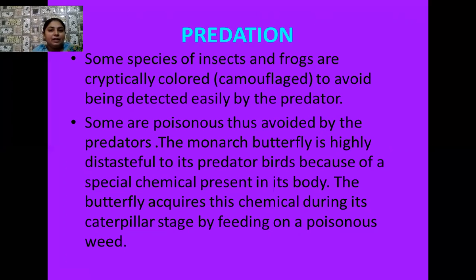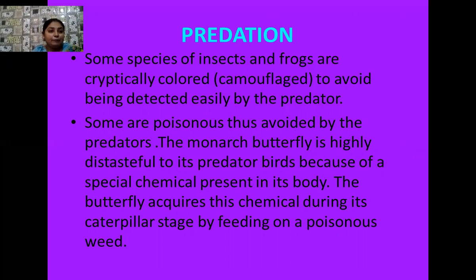Some are doing another trick to protect themselves from their predators. Some of them accumulate certain poisonous chemicals inside their body. Here I want to give you one example, the monarch butterfly. This monarch butterfly is highly distasteful to its predator bird. And how did this happen? Because of a special chemical present in the body.